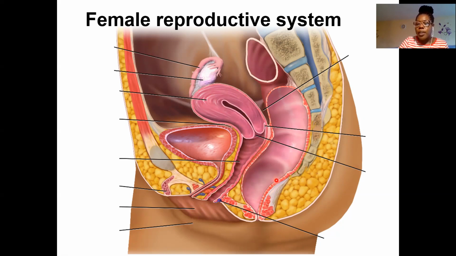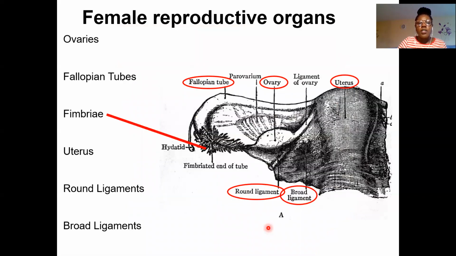I also want to point out the rectum, which is located posterior to the bladder, as well as the external anal sphincter, which is the anal sphincter located at the external anal orifice. So let's get into the other female reproductive organs and structures and kind of point them out and talk a little bit about their function.